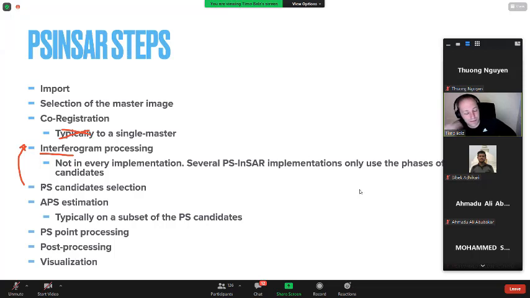You don't need to process all images for the interferogram. It just goes through this subset of pixels and gets the phase values there. That is going to be much faster, right? So both are possible. Then we estimate the atmospheric phase screen. Typically, we're going to do that on just a subset of the PS candidates.